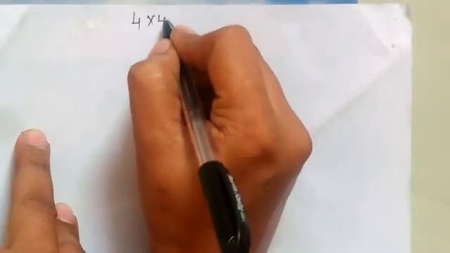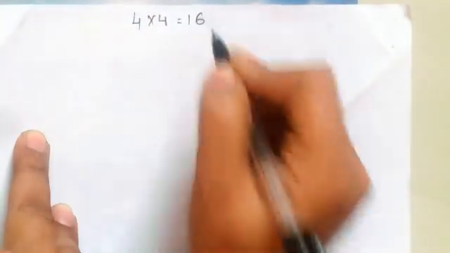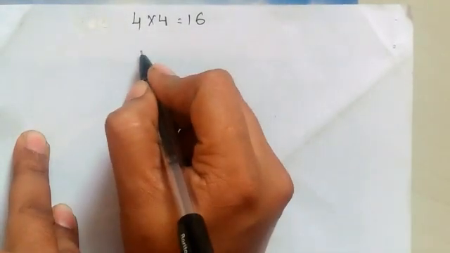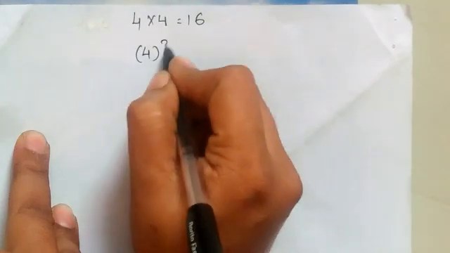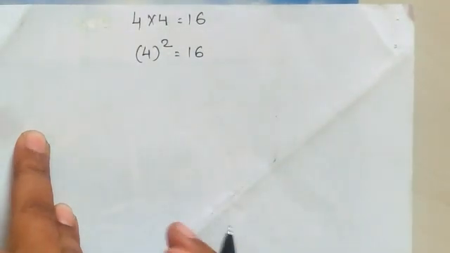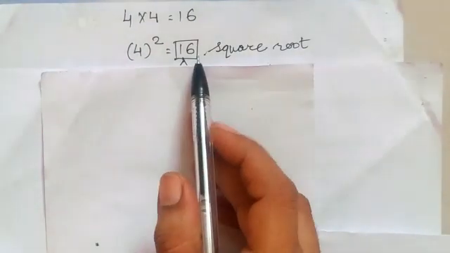Suppose the number 4 is multiplied twice. It means 4 into 4. Our answer is 16. So, this can also be written in the form that the square of 4 is 16. But students, if the question asks you, what is the square root of 16?